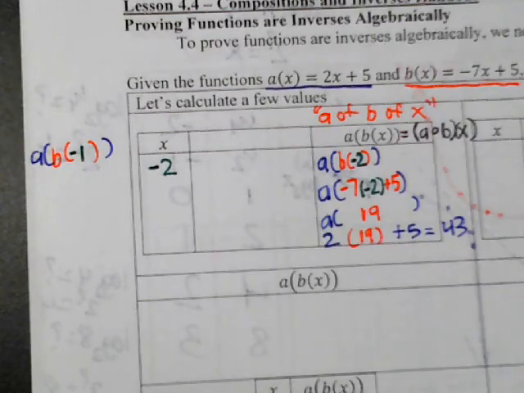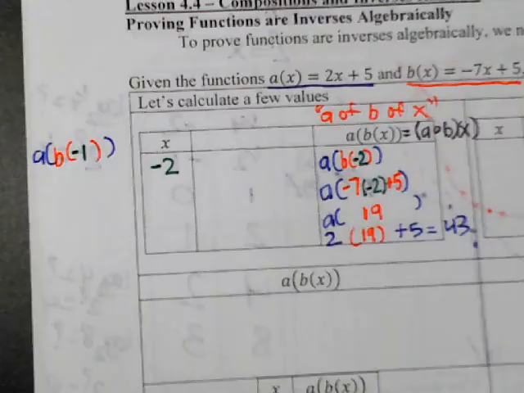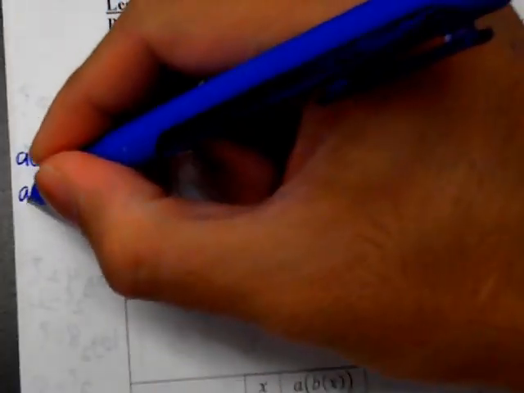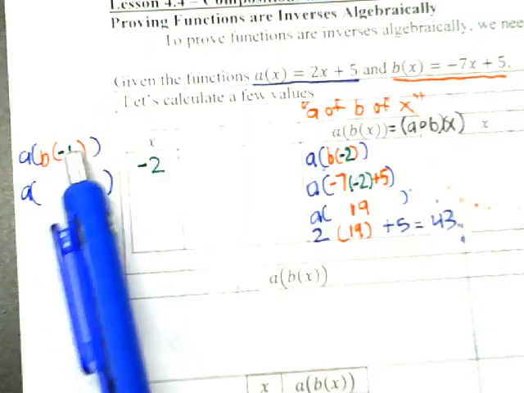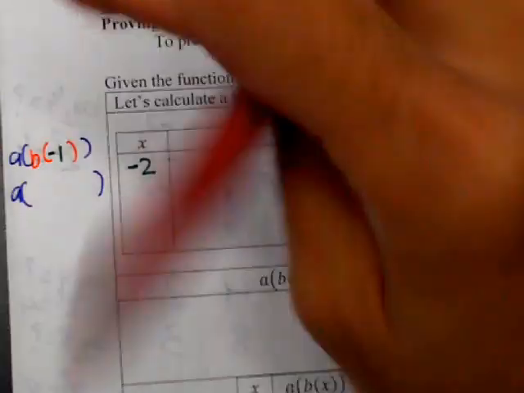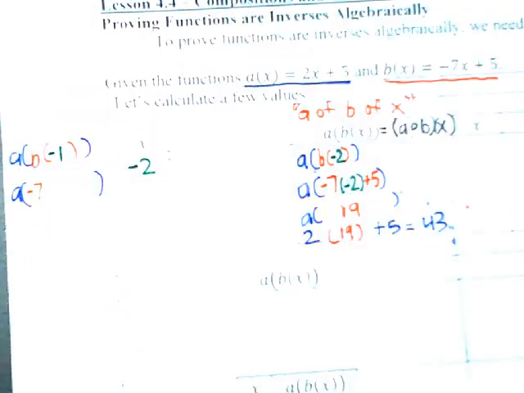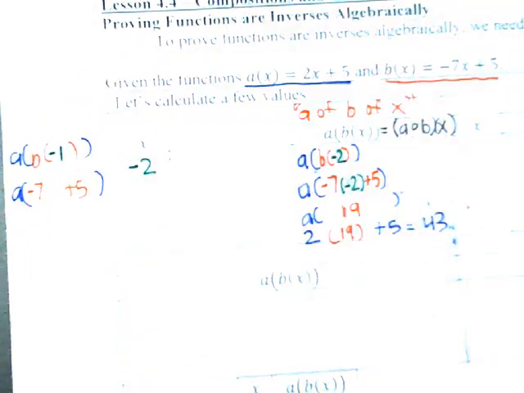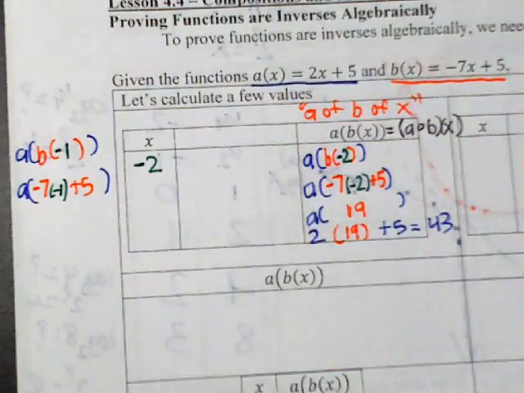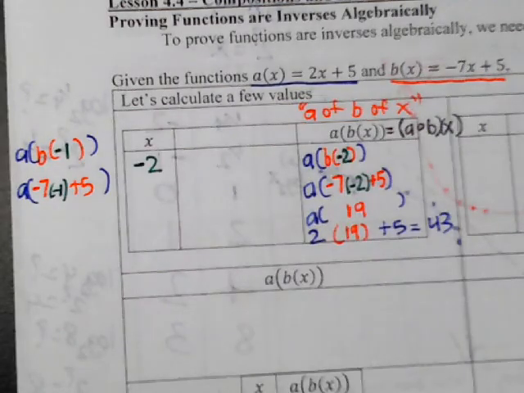All right, everyone. Let's see if you were able to do this correctly. Again, you work from the inside out, so leave the A for now, but calculate B of negative 1 using the B function. Negative 7x plus 5 becomes negative 7 times negative 1 plus 5. Simplifying that inside part, negative 7 times negative 1 is positive 7, plus 5 is 12.